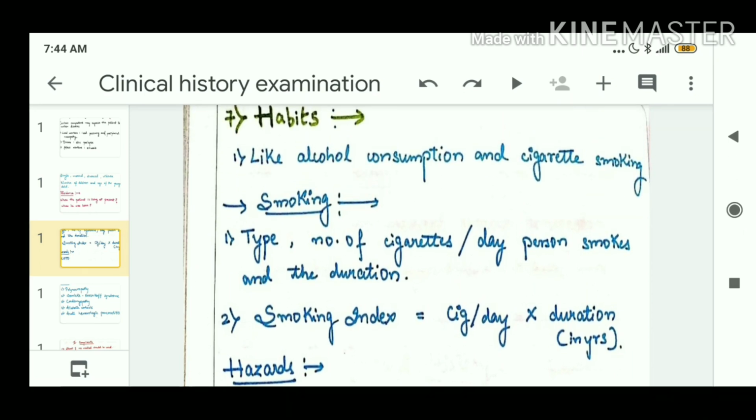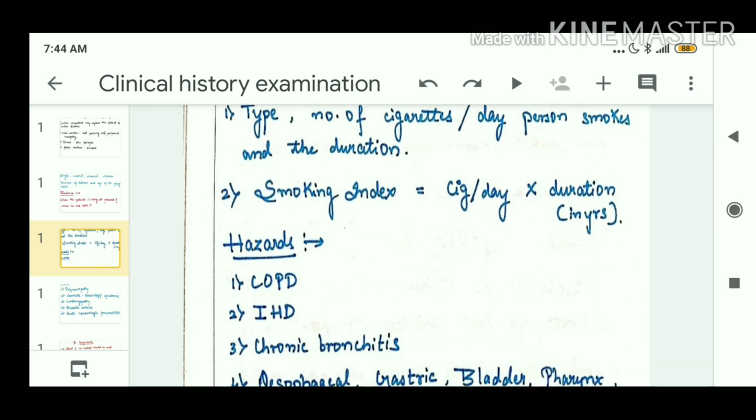And you should know the habits of the patient. Habits is very important. You should know, like if the patient is an alcohol consumer and chain smoker, whether he smokes cigarettes, isn't it? Smoking, you should know the type, number of cigarettes per day a person smokes and the duration he smokes. Next, you should know the smoking index. Smoking index is equal to cigarettes per day into duration, which is expressed in years.